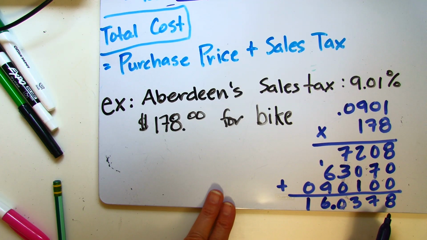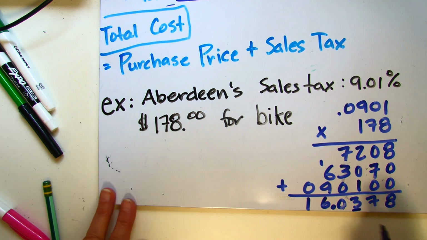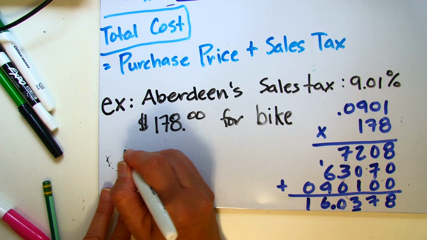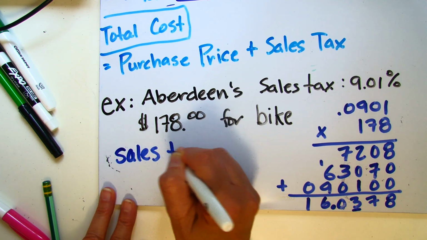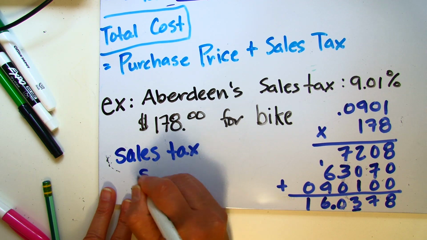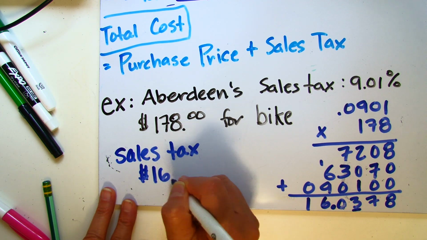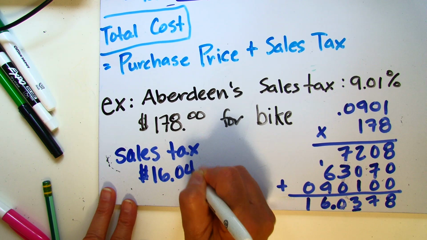Now, because we're dealing with money, we're going to round to the nearest hundredths place. So this 3 is in the hundredths place. I'm going to look to the right. This is a 7. I'll bump that to a 4. So the sales tax will be $16.04.